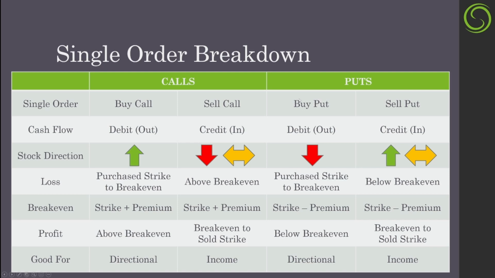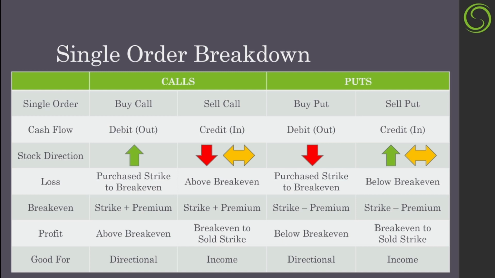Buying puts. Okay, so buying puts. You got a debit out, right? You're buying something, so it's cash going out. And what you're looking for with puts is a down stock. You're looking for the underlying security to go down in value. Okay, so purchased strike to break even will be your loss. And then your break even for puts is going to be your strike minus the premium. Okay, strike minus the premium.